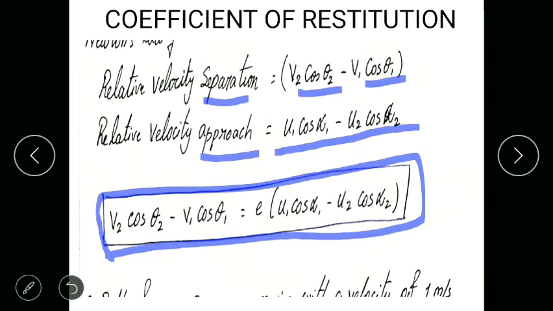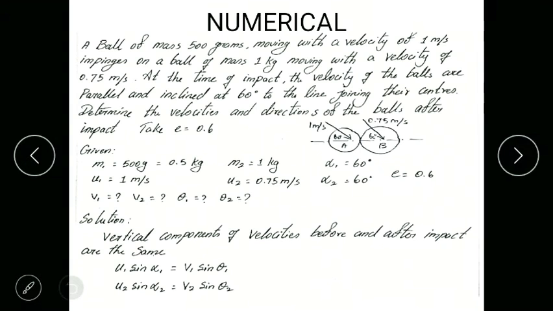Now, by using this conservation of momentum and coefficient of restitution, we can find the final velocity of the two masses. So now we can solve the problem.